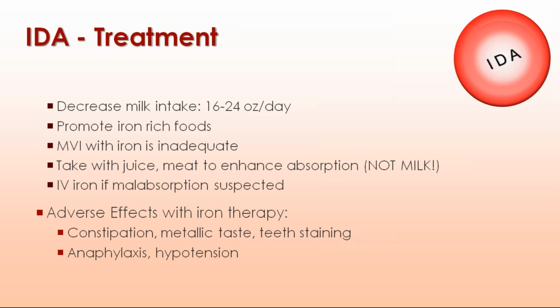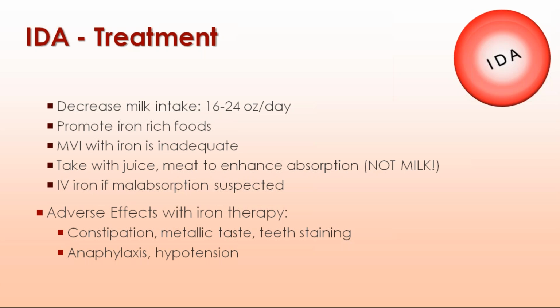So advise them to take it with juice, because juice contains citric acid, and meat to enhance the absorption. Definitely not milk. Please remember that. Intravenous iron is for suspected malabsorption cases. A parenteral iron form is also there, and iron sucrose formulations are given especially by the OBG people. In pediatrics we rarely use it, only in malabsorption cases.